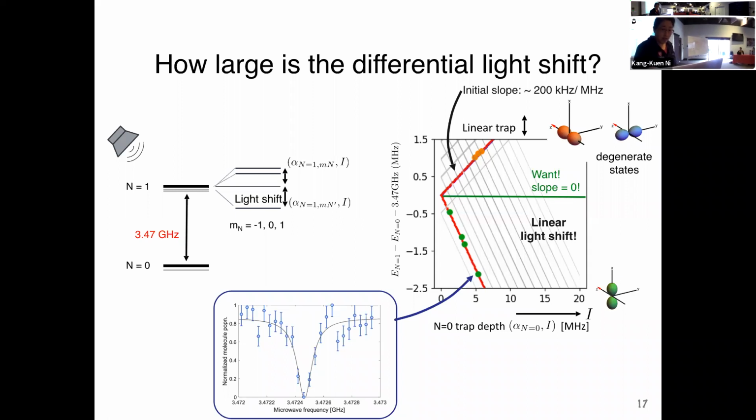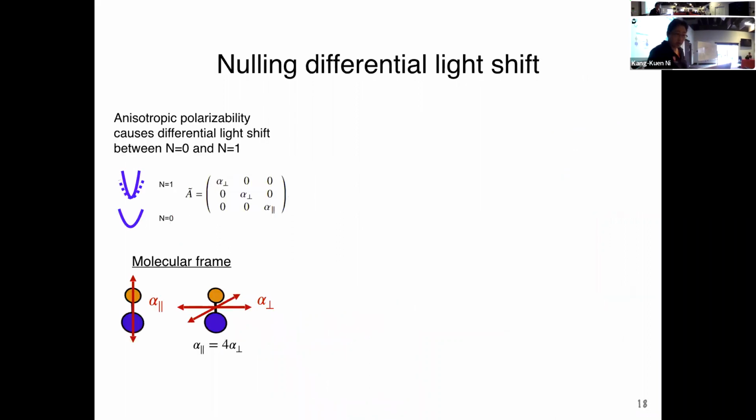Okay, and this is what we want. We want something like this, where the slope will be 0. Obviously, then there's no differential shift. So Simon had already mentioned a little bit about the polarizability of molecules. And so where does this differential shift come from?